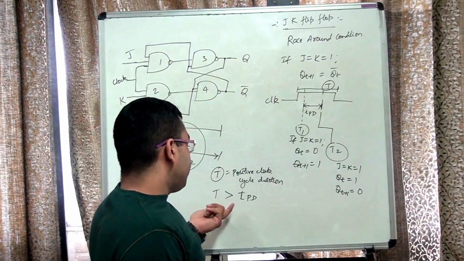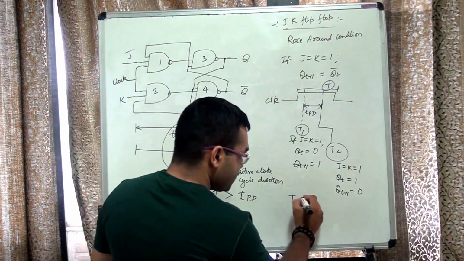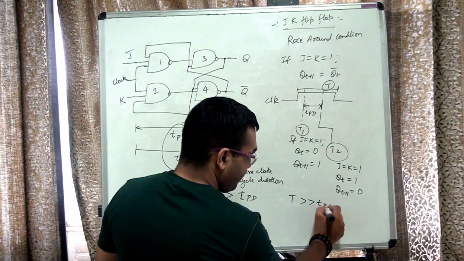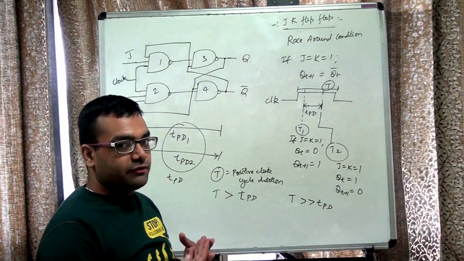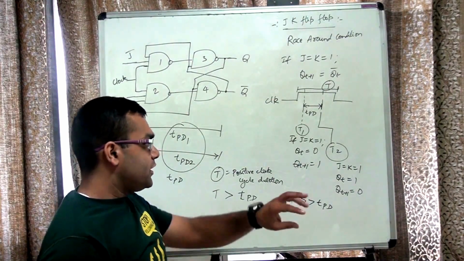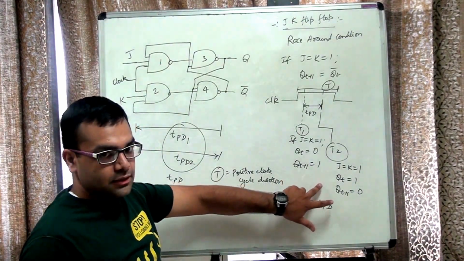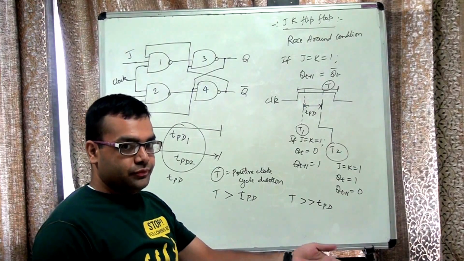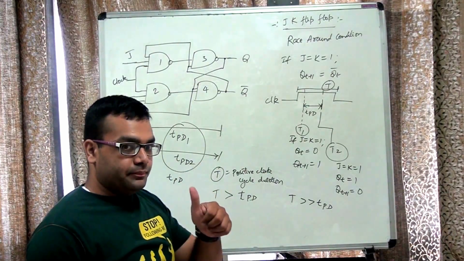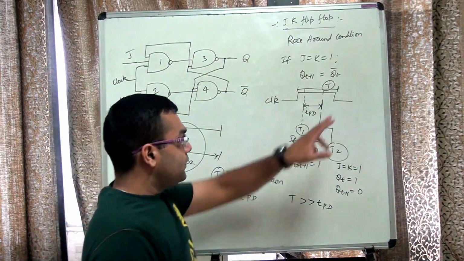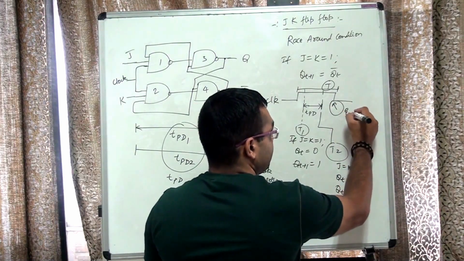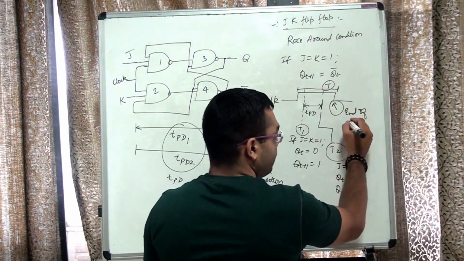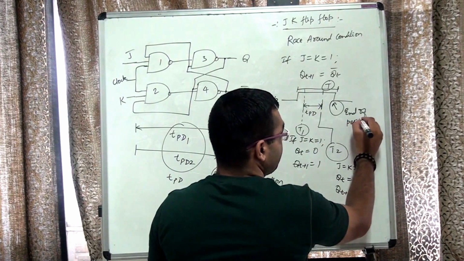Now what is the problem if my tpd is much less than my capital T? This output will change more than once. We saw here that the output changed twice, and it may be more than that also. So what is the major problem? The major problem is when the end of the positive clock cycle duration reaches here, this is my end.